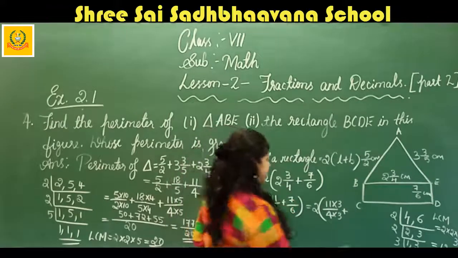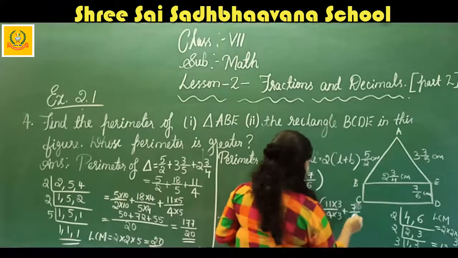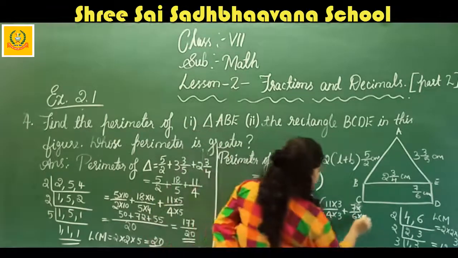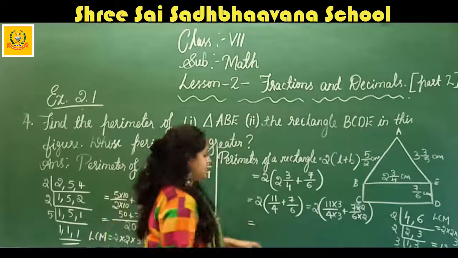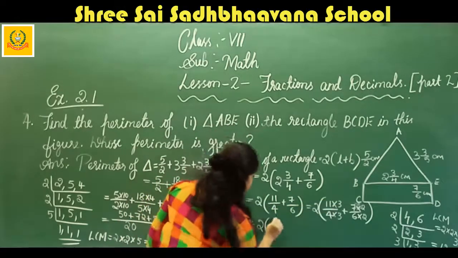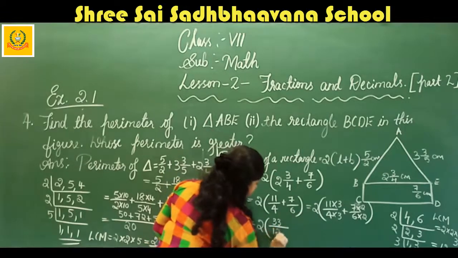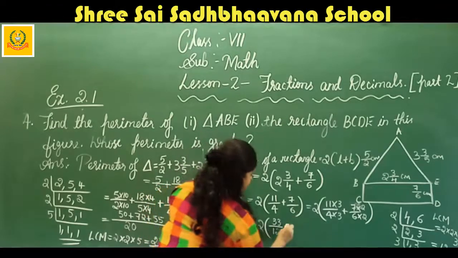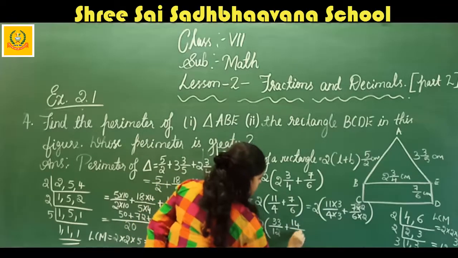Plus, next, that is 7 by 6. 6 how many are 12? 6 2's are 12. Okay? Yes. Let us convert this. 2 as it is. 11 3's are 33. 4 3's are 12. 7 2's are 14. 6 2's are 12.